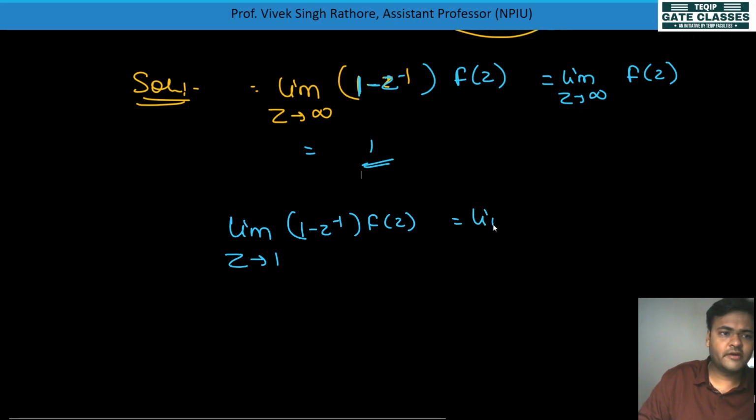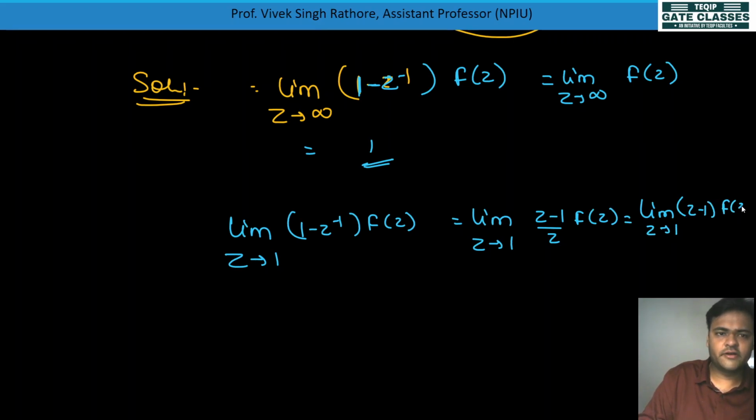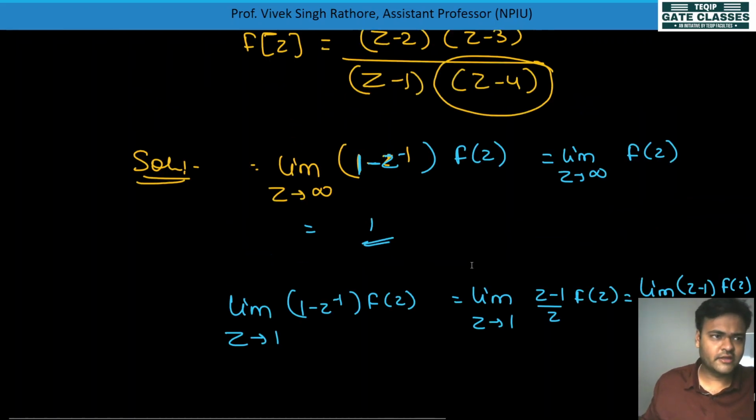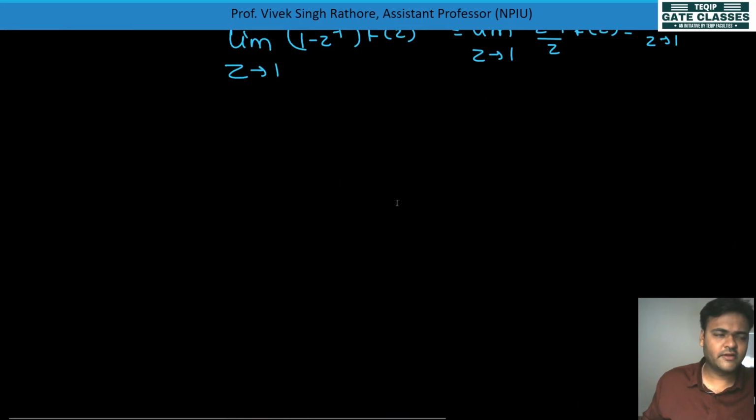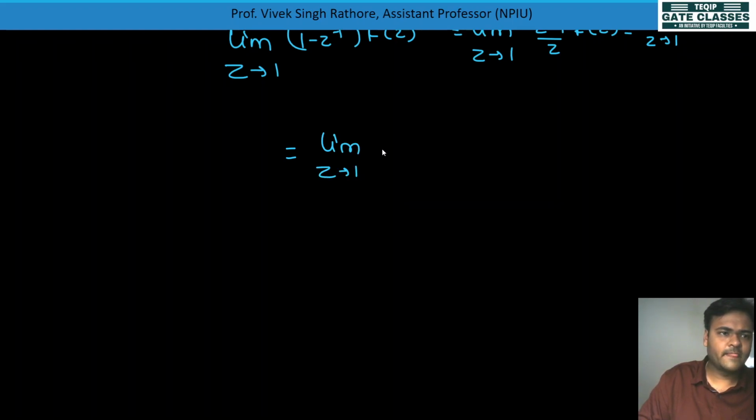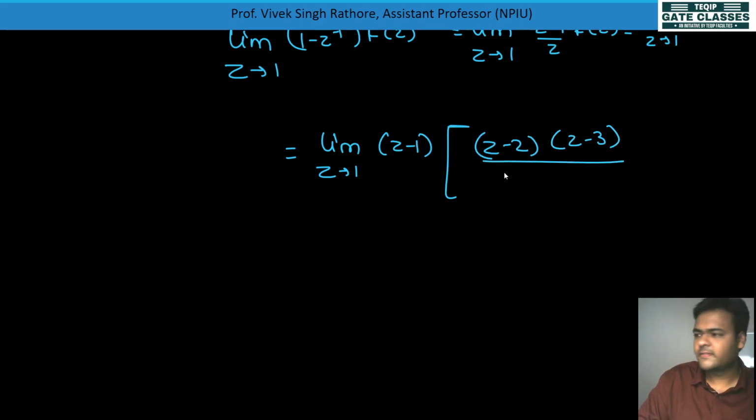We can put limit z tending to 1, z minus 1 by z into f of z can also be written, and that equals limit z tending to 1 of z minus 1 into f of z. The most important thing is, if z minus 1 can be written, then we can put the value. So limit z tending to 1, z minus 1 is there, and f of z we can write as z minus 2, z minus 3, over z minus 1 and z minus 4.